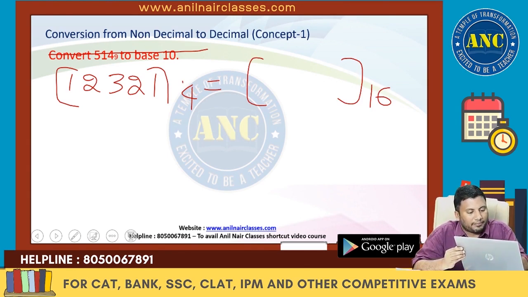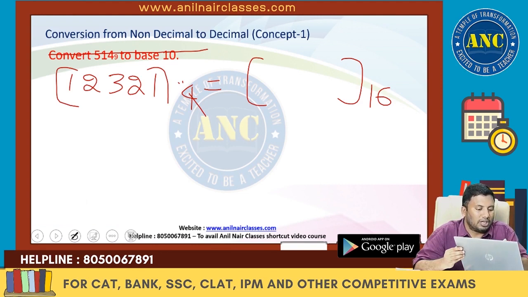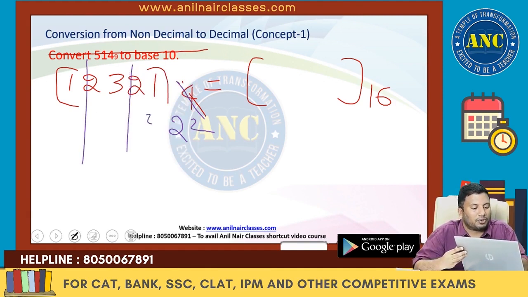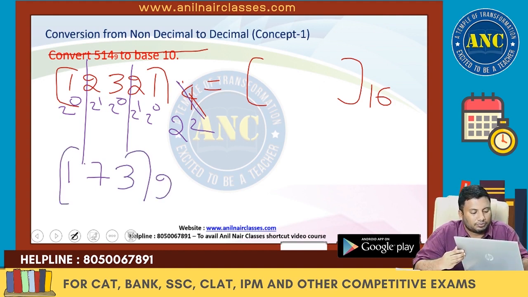4 is 2 square. Take a group of 2 digits, Ananya: 2 power 0, 2 power 1, 2 power 0, 2 power 1 and 2 power 0. 1 ones are 1, 2 twos are 4, 4 plus 3 is 7, 1 7, 2 plus 1 is 3. 1 7 3 in base system 2. Base system 2 to base system 16.